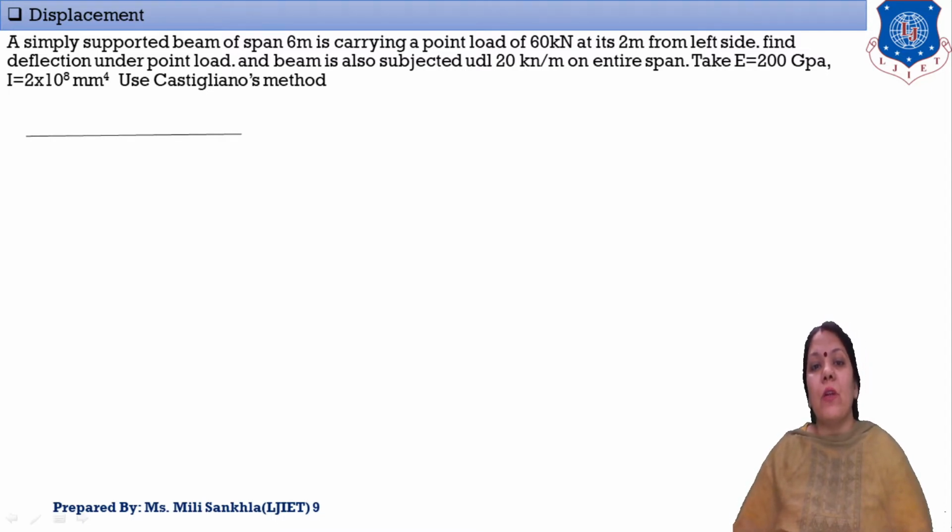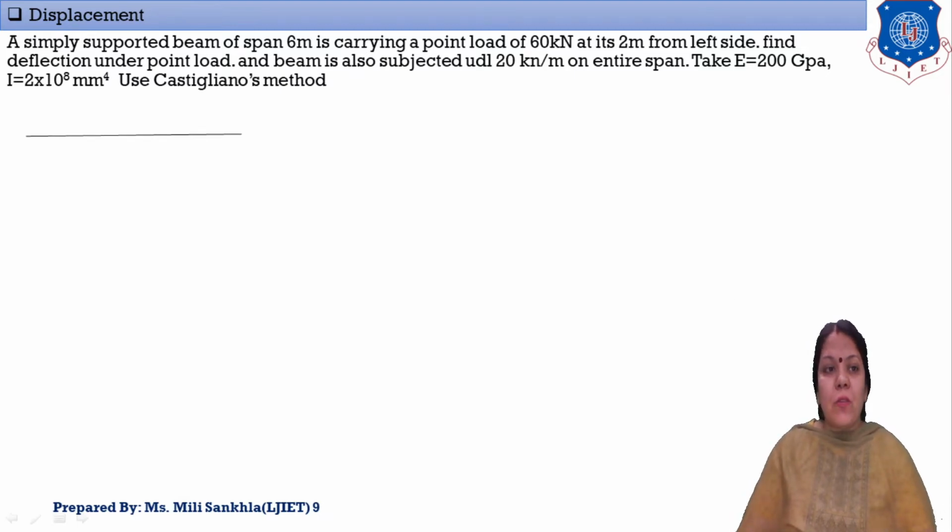Here the figure is not given, so first of all we draw the figure. A simply supported beam is given, that means first of all mention that this is our hinge support, and this one is our roller support. The beam is subjected to UDL on the entire span, so first of all apply the UDL, and this UDL is 20 kilonewton per meter. Suppose this point is A and here we have B.